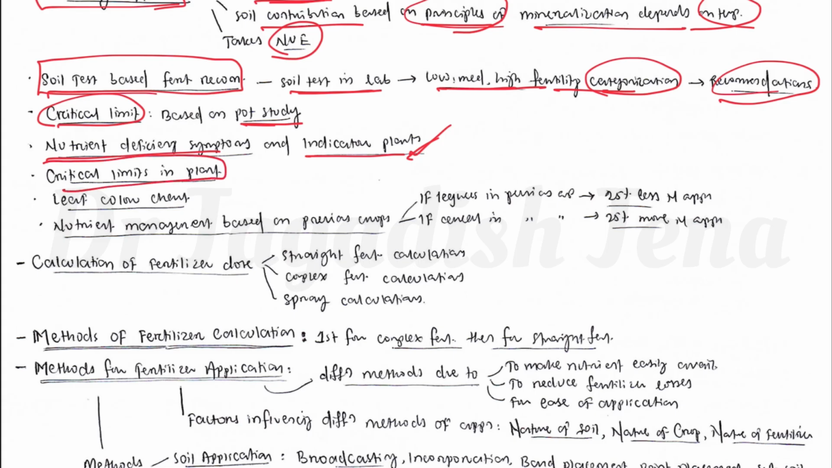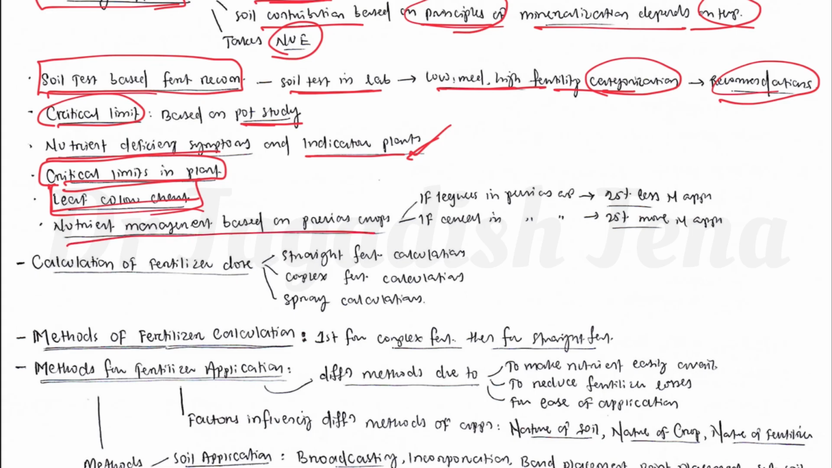Then critical limits in plant. Here also we can analyze the plant sample, and suppose there is a critical limit of 50 ppm that should be there. If it is 30 ppm or 20 ppm, we can apply extra foliar nutrition. Then leaf color chart we can also use for real-time nitrogen management. Leaf color charts are basically strips of greenness of leaf. We have to assess that by visual observation, and if it is showing less than 3 or 4 in the leaf color chart, then we have to apply 20 to 25 kg nitrogen in cereals basically.